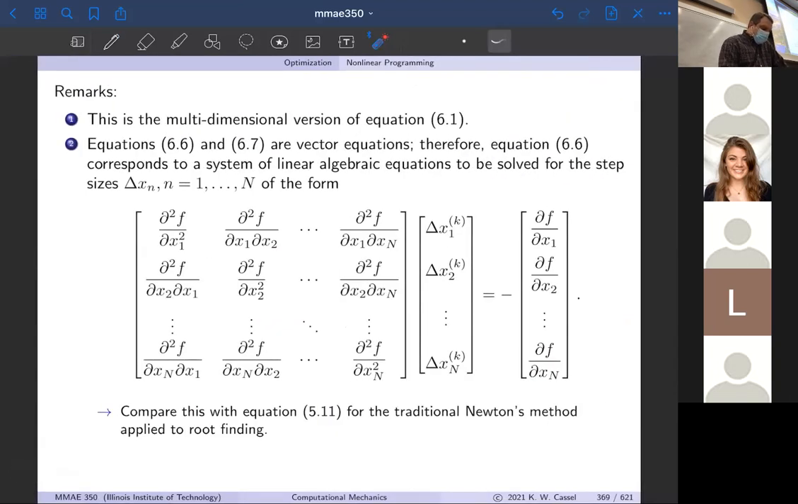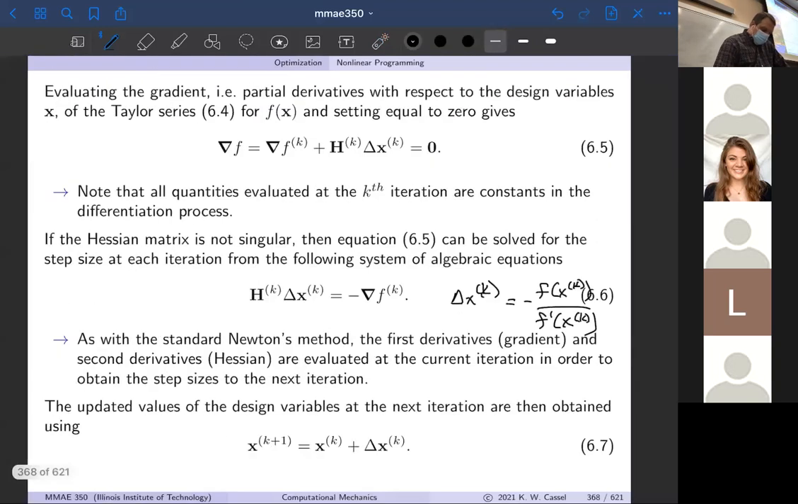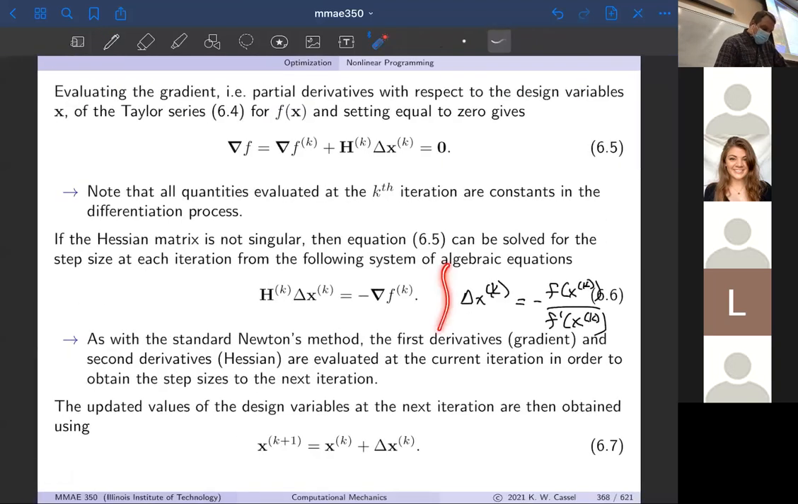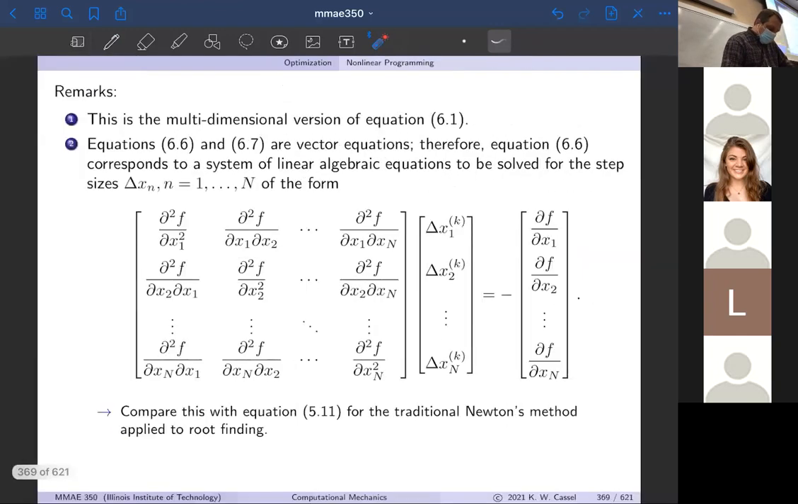So some comments. Essentially, this is a multidimensional version of equation 6.1. If you look back at 6.1, it looks similar to this one, but it's the one that applies when I just have an f of x, a single function of a single variable, but now doing optimization. So it would look like this: delta x is equal to minus f prime of xk over f double prime of xk.